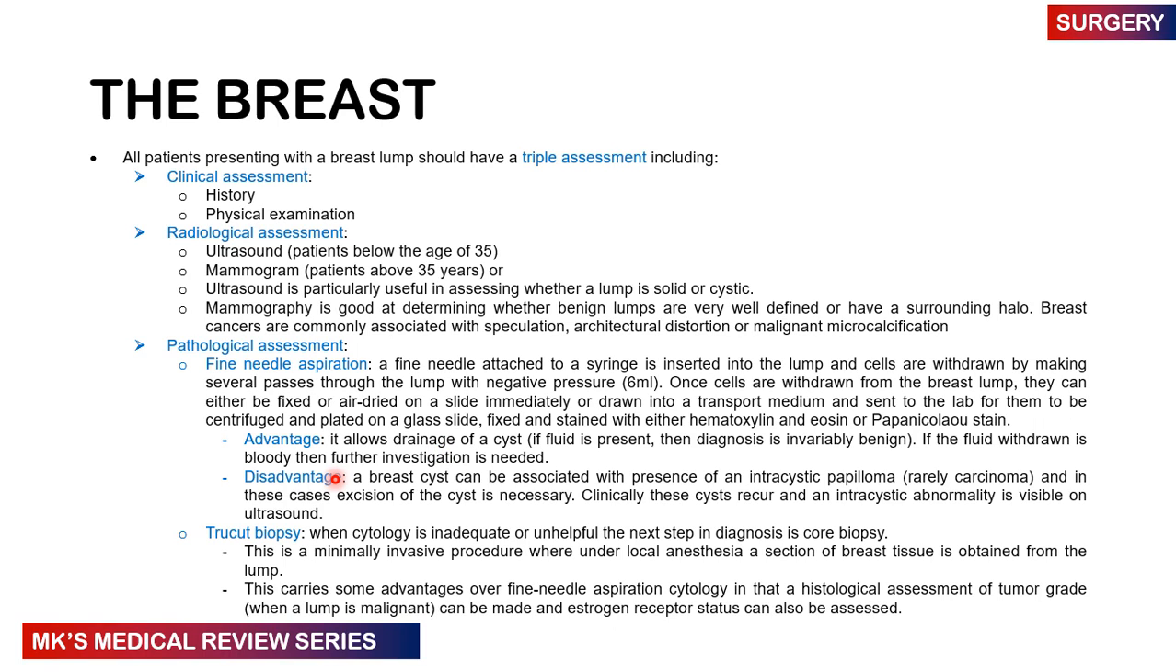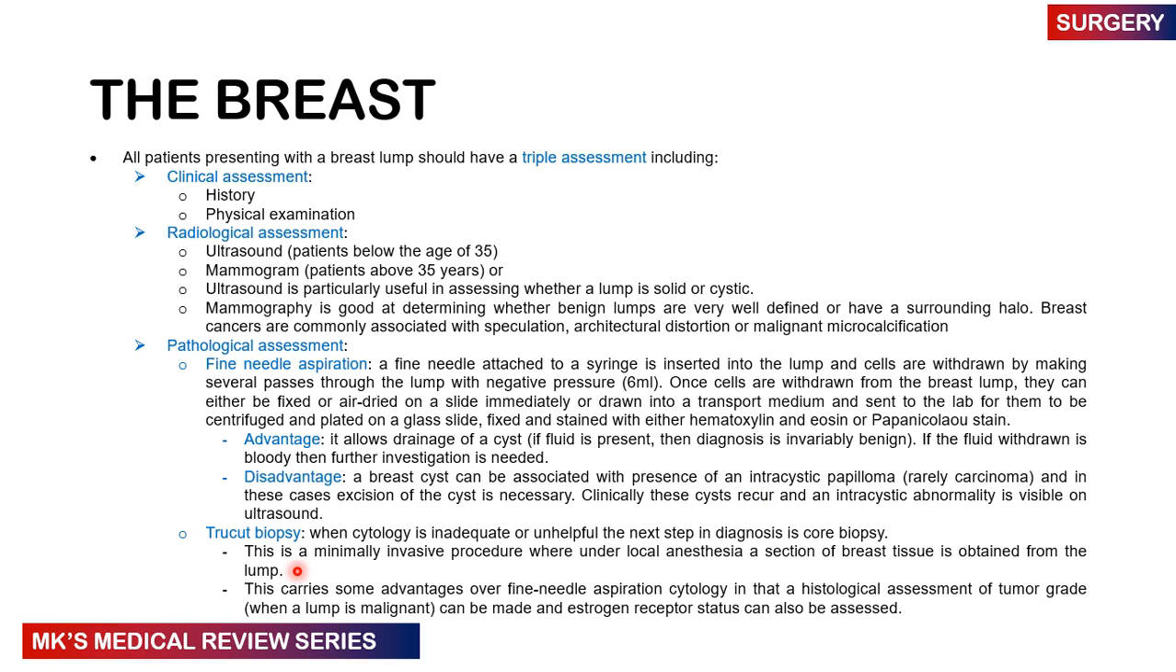A disadvantage of this is that breast cysts are often associated with the presence of intracystic papillomas, and rarely, sometimes even carcinomas. And in these cases, excision of the cyst may be necessary. Then some cysts can actually recur even though you drain them. In addition to this, you are getting cells from the breast, so you're not having a clear picture of what is happening in the entire lump.